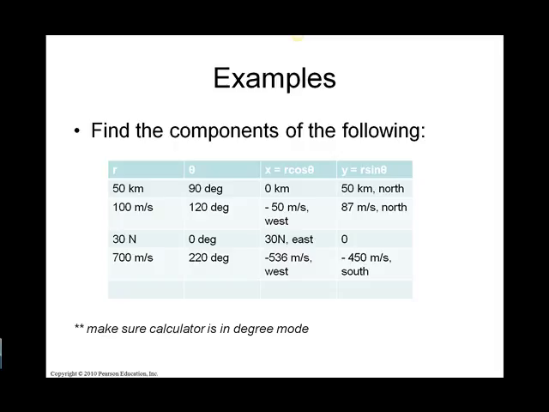700 meters per second at 220 degrees would be 700 times the cosine of 220, which is negative 536 meters per second west, and negative 450 meters per second south. So that means that a plane that's traveling at 700 meters per second at a heading of 220 degrees has a horizontal speed of 536 meters per second to the west and a vertical speed of 450 meters per second to the south.